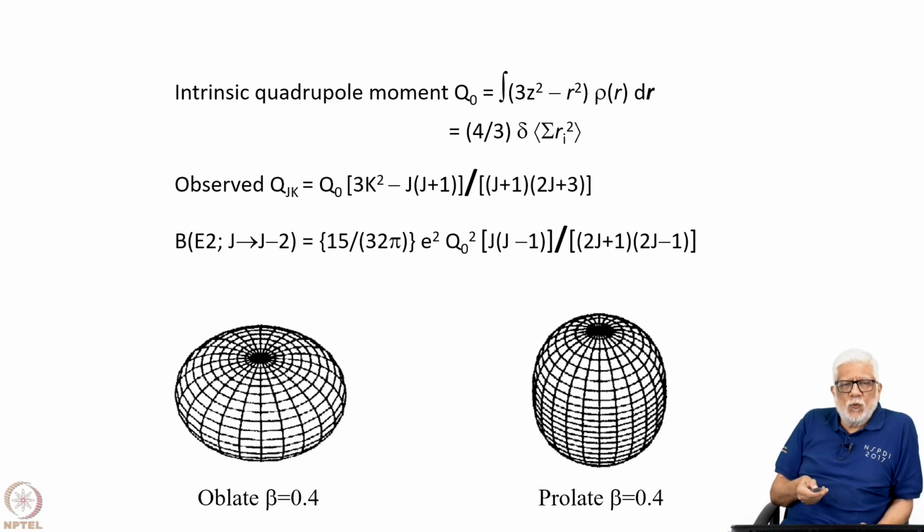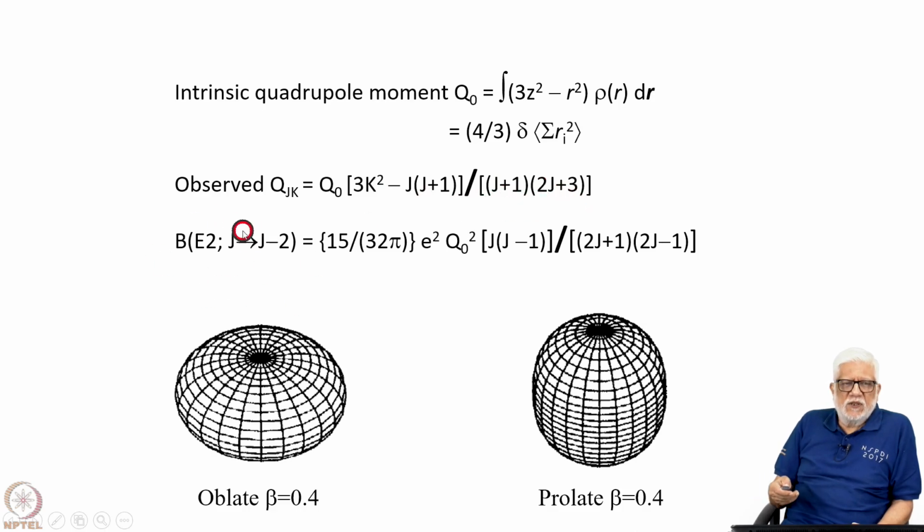The intrinsic quadrupole moment is defined like this: Q0 is equal to the integral of (3z² − r²) rho of r, where rho of r is the charge distribution, and this is 4/3 times the delta that we saw, summed over all the r_i squared of all the particles. The observed quadrupole moment in the lab is Q0 times (3K² − J(J+1)) divided by the product of (J+1) and (2J+3), where K is the projection of the total angular momentum along the z axis.